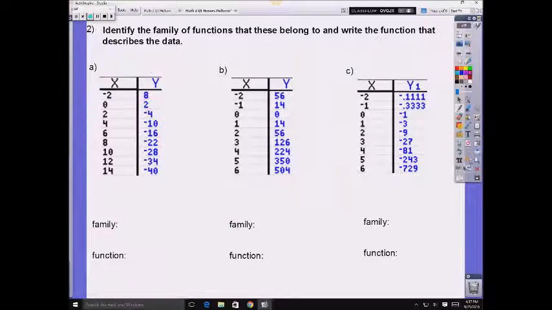The middle one, I need a calculator. Okay, the middle one, 56 to 14, that shrunk 42. 14 to 0, that went down 14, but now look, 0 to 14, it's going to turn around and go up. That's up 14, 14 to 56, that's up 42. So it's definitely not linear.